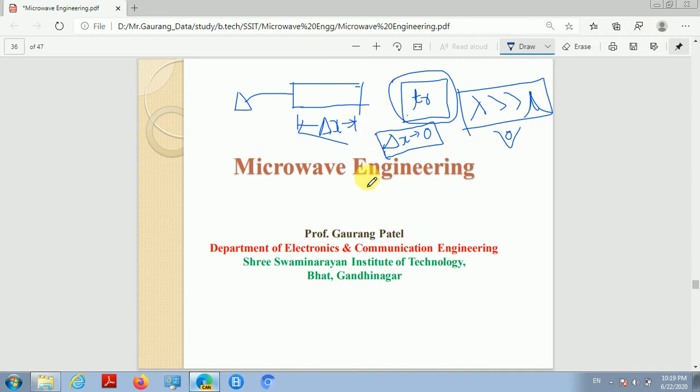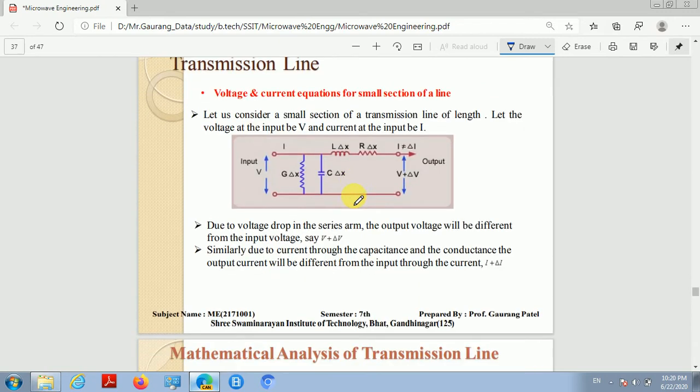So in today's lecture, what will we do? We will consider the short section of transmission line and represent it by the lumped circuit elements model. And after that, applying KVL and KCL, we will do the analysis of the transmission line. So you can see this is the lumped circuit element model of the transmission line.